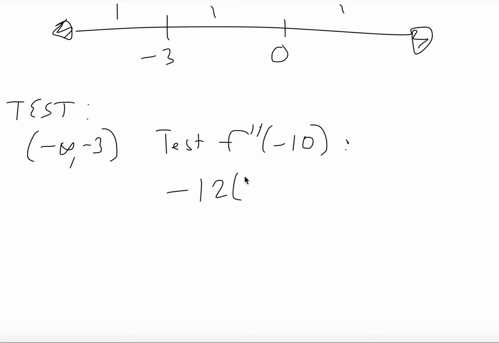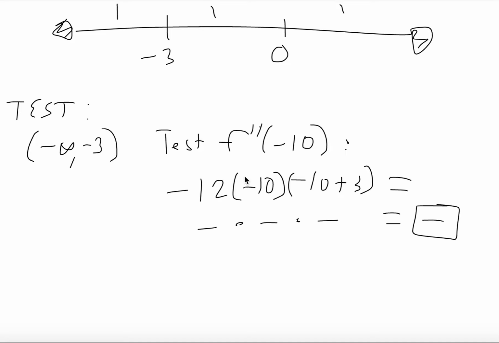So I have negative 12 times negative 10 times x plus 3, so negative 10 plus 3. I should be plugging in negative 10 for x. So what I have here is negative times negative times negative. That's going to be a negative number. I don't actually have to come up with the actual number, and that's something that's nice about doing this process this way. So f double prime of x on this particular region is negative.